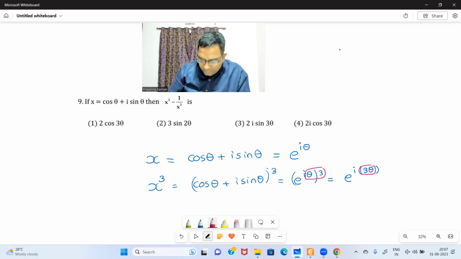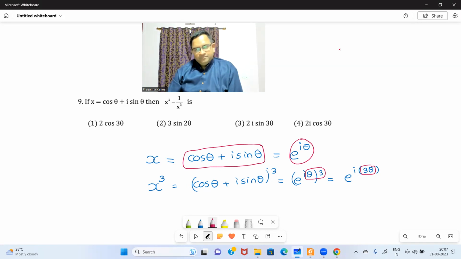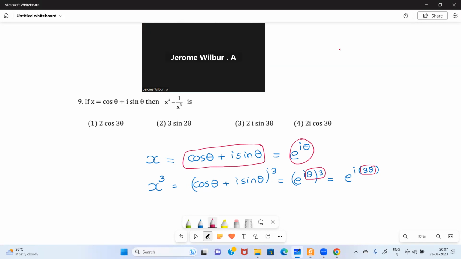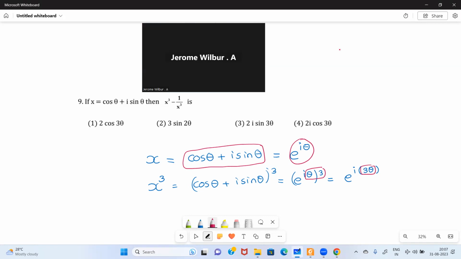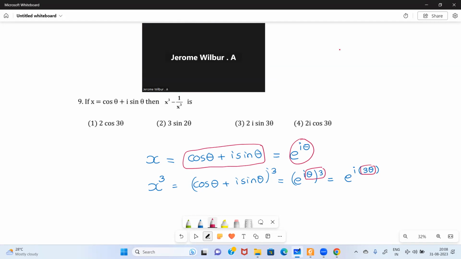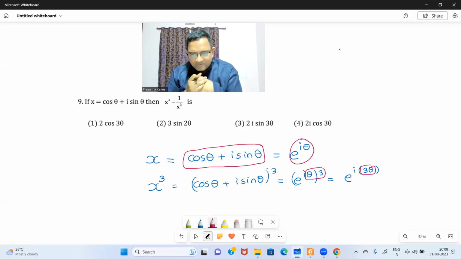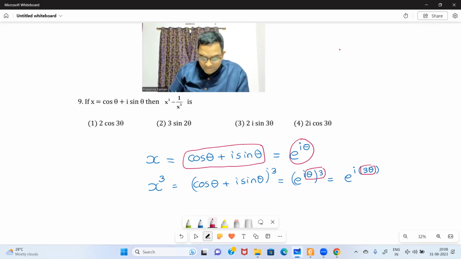What is e power i theta? Cos theta plus i sin theta. What is e power i alpha? Cos alpha plus i sin alpha. What is e power i beta? Cos beta plus i sin beta. Correct. So I am asking you, what is e power i 3 theta? Cos 3 theta plus i sin 3 theta. Very good.